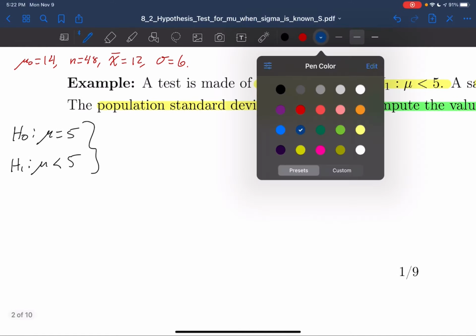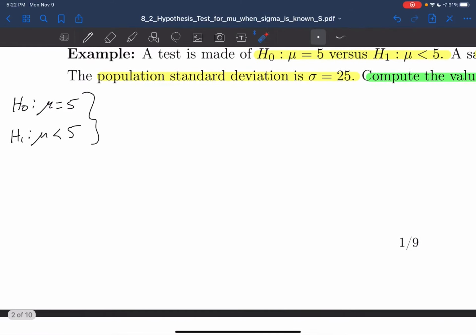Okay, so in green, what kind of test are we dealing with? Are we dealing with a left tail, a right tail, or a two tail? Well, the way I like to think about it is, since this looks like an arrow pointing to the left, we know that this is going to give a left tail test.